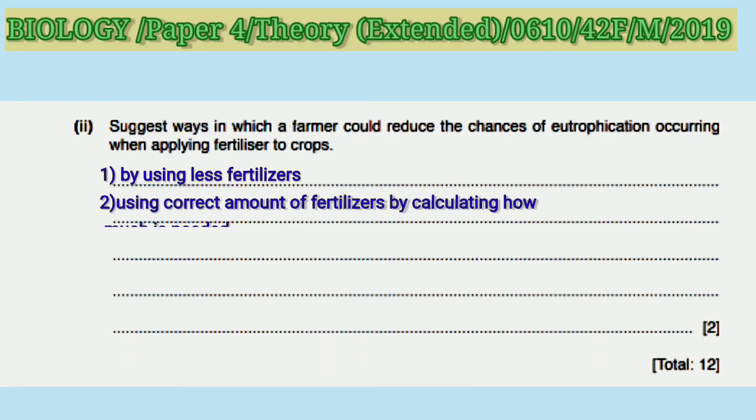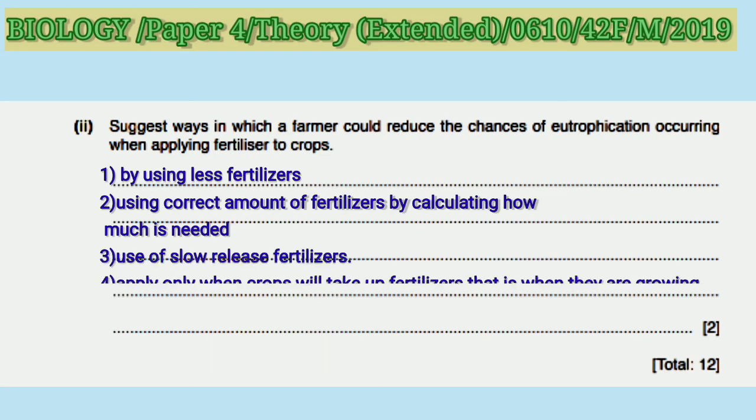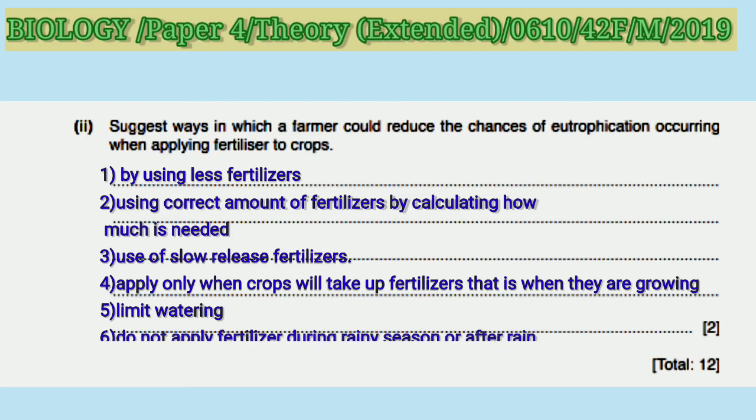Second, by using correct amount of fertilizers by calculating how much is needed. Third, use of slow release fertilizers. Fourth, apply only when crops will take up fertilizers, that is when they are growing. Fifth, limit watering. Sixth, do not apply fertilizer during rainy season or after rain.